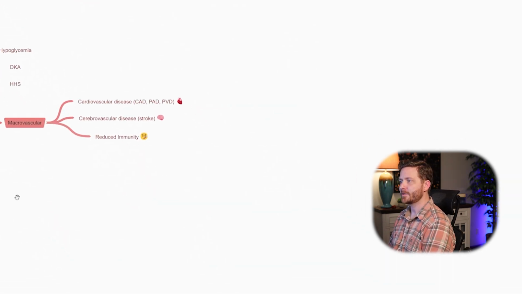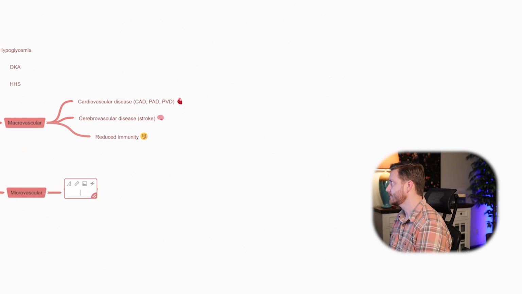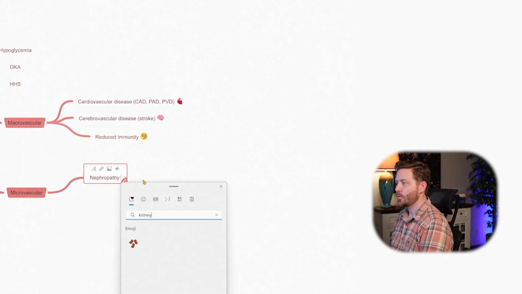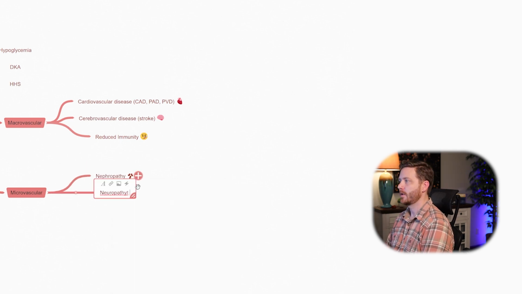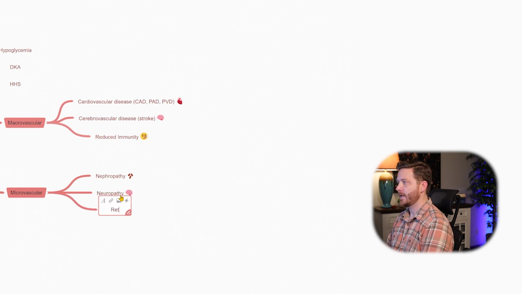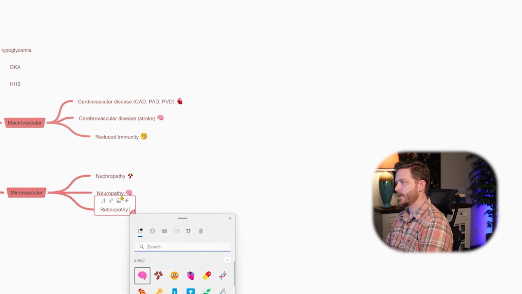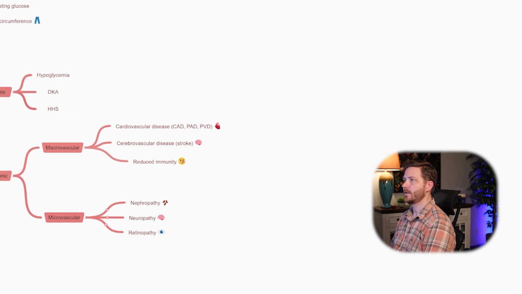Back to our mind map, let's go ahead and add on our microvascular complications. We'll add in the kidney beans for nephropathy. And we can add in neuropathy. And we can add our brain emoji in, that'd be nice. And lastly, we can add in retinopathy. And I'm sure we can put an eyeball in there. There we go. I think that looks nice and neat.